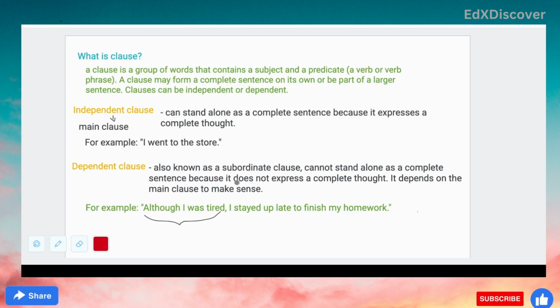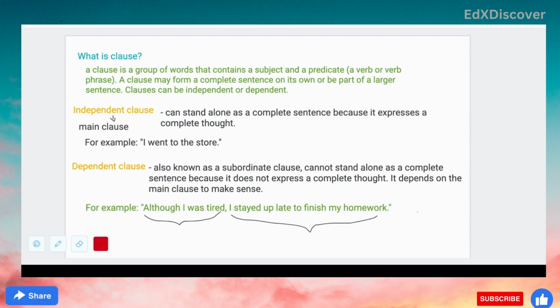Yes, it doesn't make any sense. Therefore, it is depending upon another clause which is called the main clause, because it is, I stayed up late to finish my homework. There, I stayed up late to finish my homework. It makes a complete sentence and it gives a complete thought. Therefore, dependent clause is totally depending upon the independent clause or main clause and it cannot stand alone. You got it?